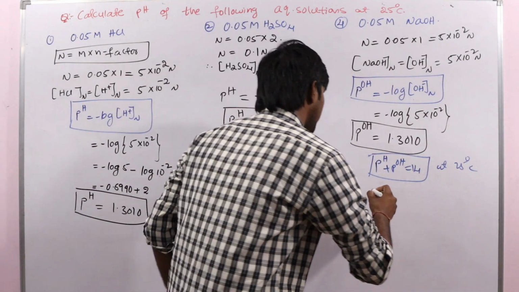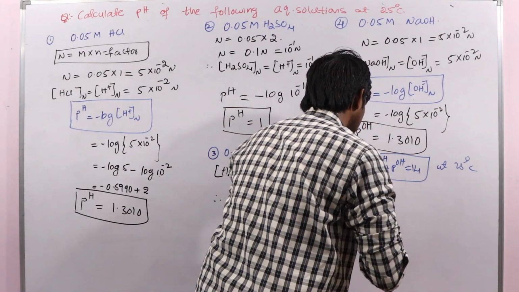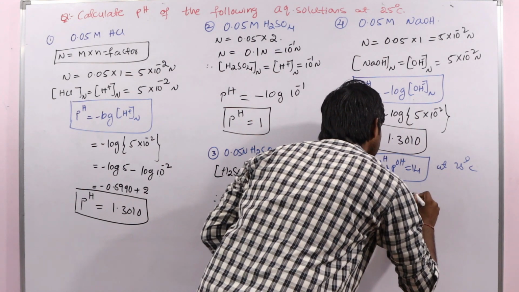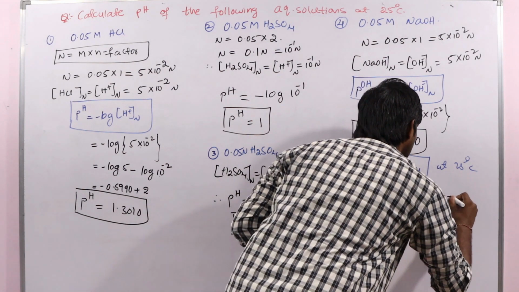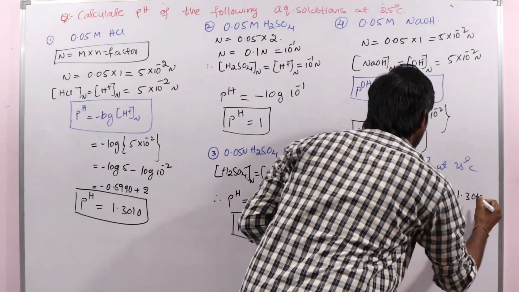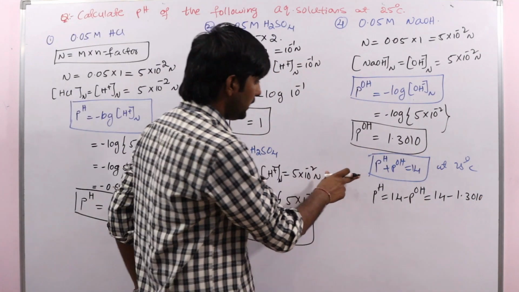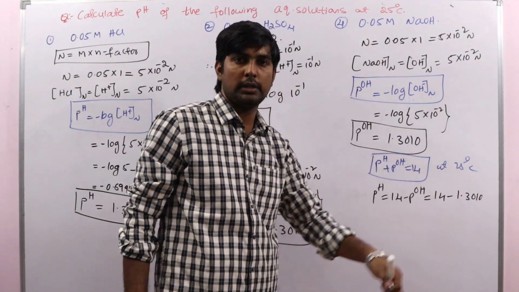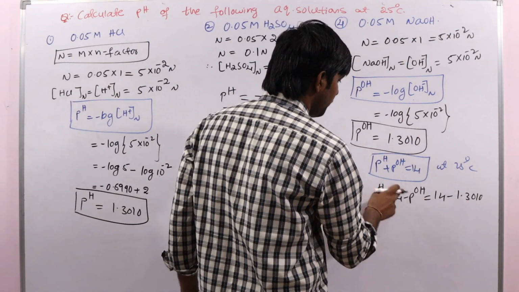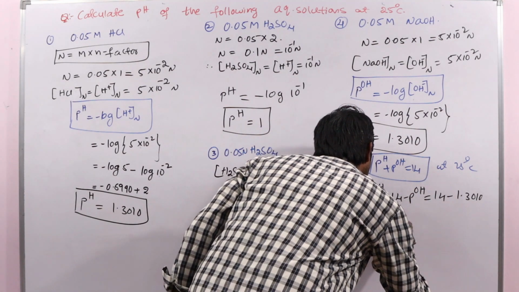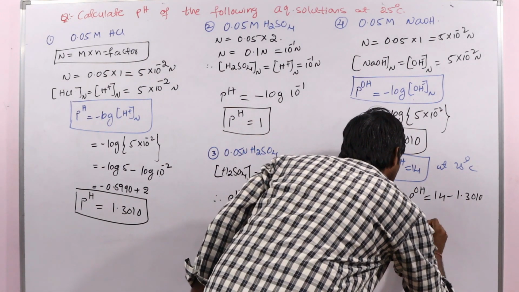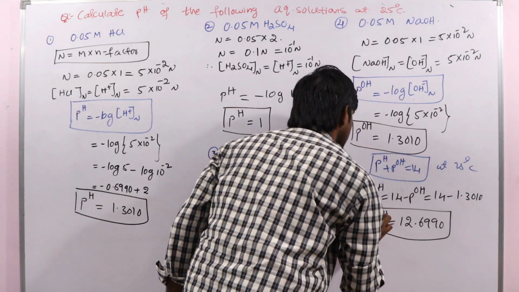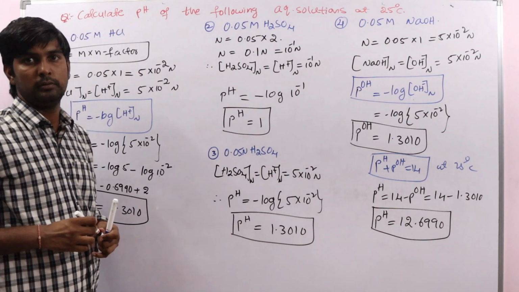Yes or no? So from this we get pH is equal to 14 minus pOH, that is 14 minus 1.3010. Yes or no? This relation also we already discussed: pH plus pOH equal to 14 at this temperature. So pH will be equal to 14 minus pOH. So here pH will be equal to 12.6990. Okay.